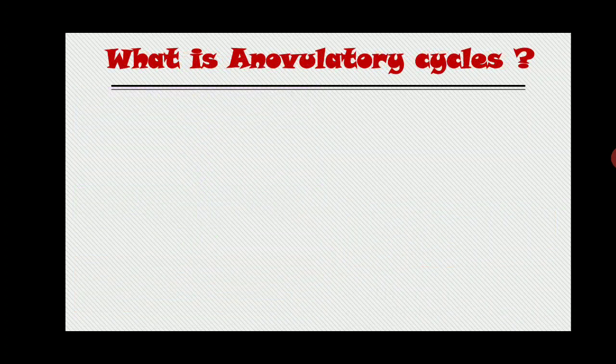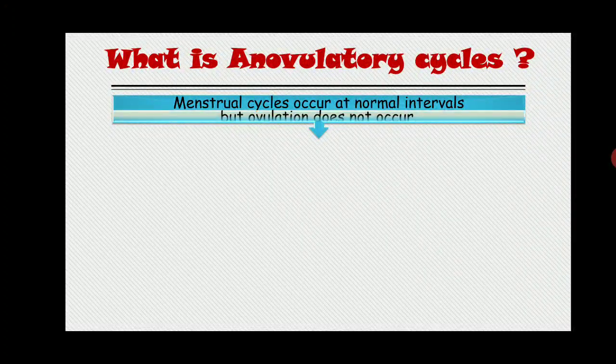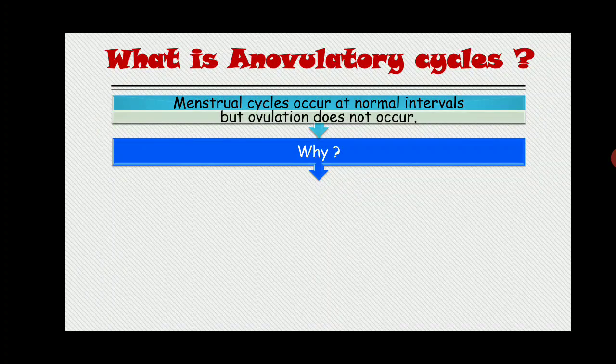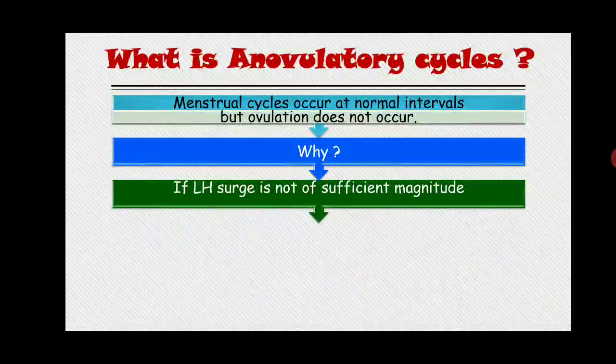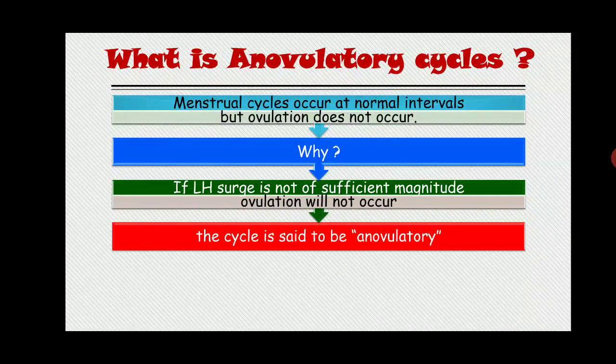Now what is anovulatory cycle? Here is the interesting thing. The menstrual cycle occurs at a normal interval, but ovulation does not occur. Why does ovulation not occur? Because the LH surge that we need is 6 to 10 times more LH secretion. If this LH surge is not of sufficient magnitude, then ovulation will not take place, and that cycle is known as anovulatory. So menstruation is there but ovulation is not there. This is known as anovulatory cycle.